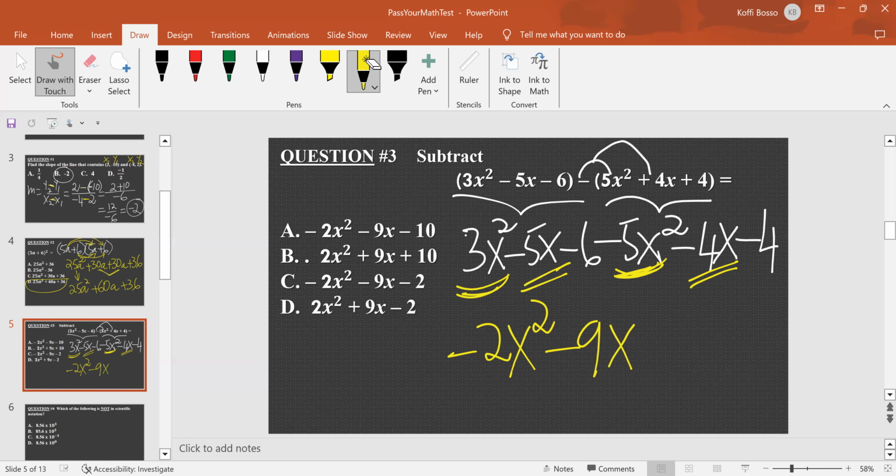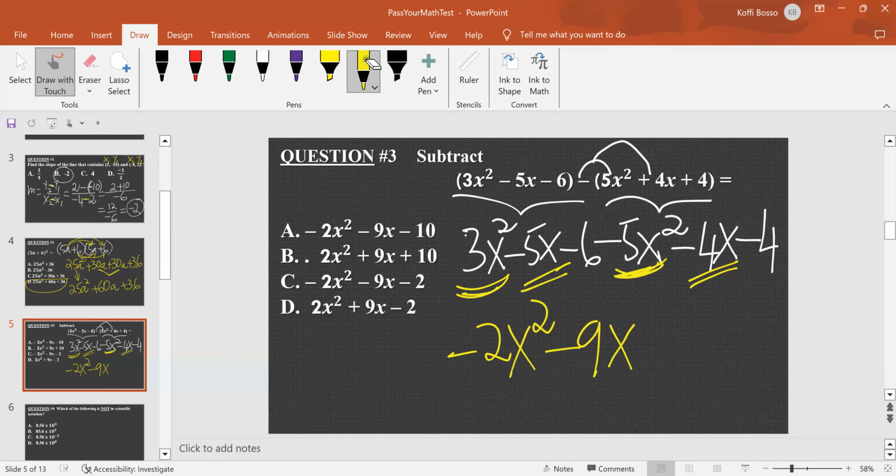We combine these two, that gives you negative 9x. So understand that when you have two numbers with the same sign, you just add the numbers and you keep that sign. So the two numbers here are negative. So negative 5 added to negative 4 gives you negative 9 with the x. That's why we say like terms.